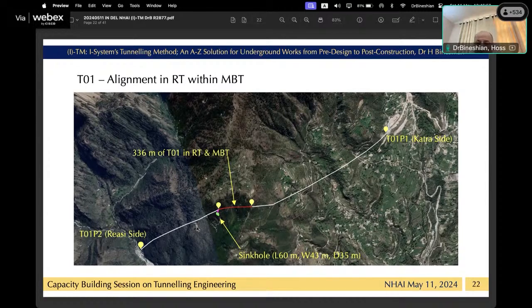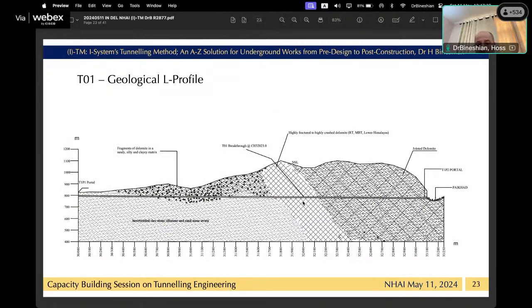The video that you saw and the type of the burst and failure that you saw from the video created a sinkhole at the P2 end, which contains 60 meter length, 43 meter width, and 35 meters height. This is the geological L profile. This portion that hatched is the 336 meter length, which representing the Riyasi Thrust in MBT.